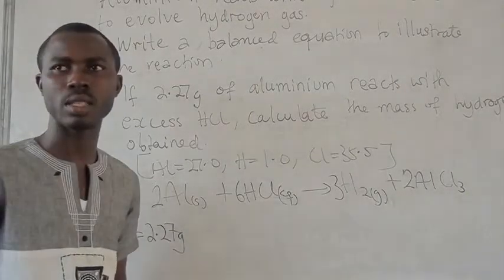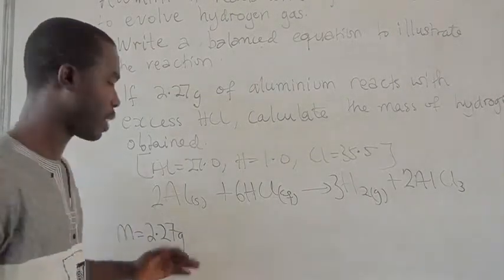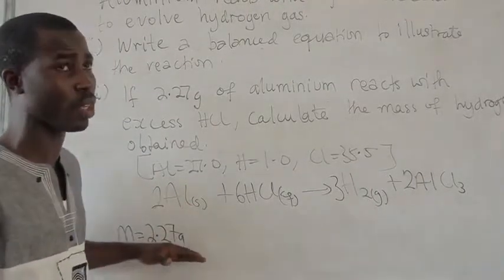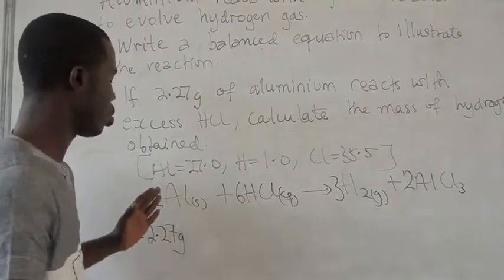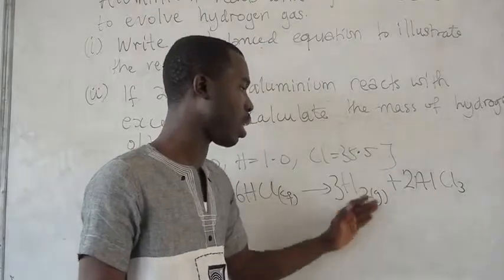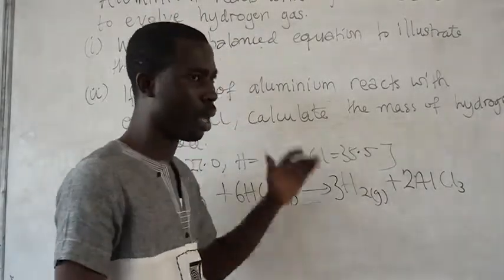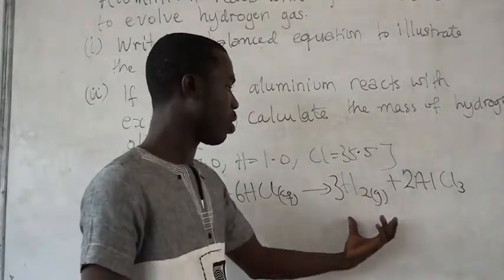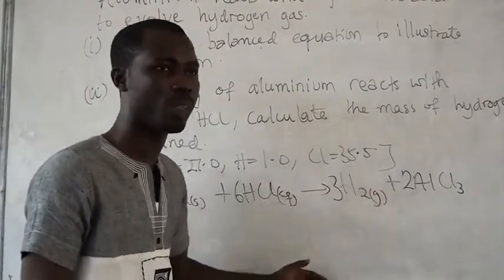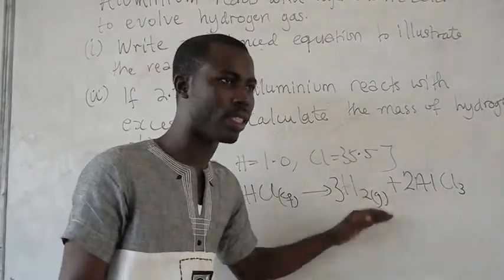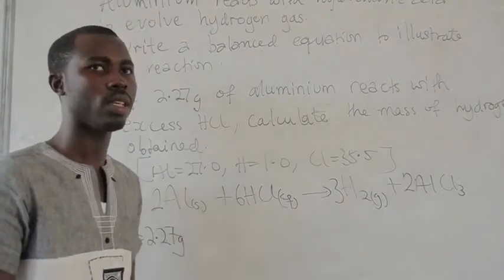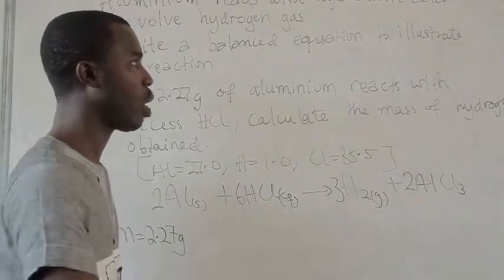Is that okay? Do you understand the steps? Step 1. Calculate the number of moles of aluminium in 2.27 grams. Step 2. Use the mole ratio between aluminium and hydrogen gas to find the number of moles of the hydrogen gas. Step 3. Having gotten the number of moles, find the molar mass of the hydrogen gas and multiply it with the number of moles to get the mass in grams of the hydrogen. Is that okay? So let's go about it.